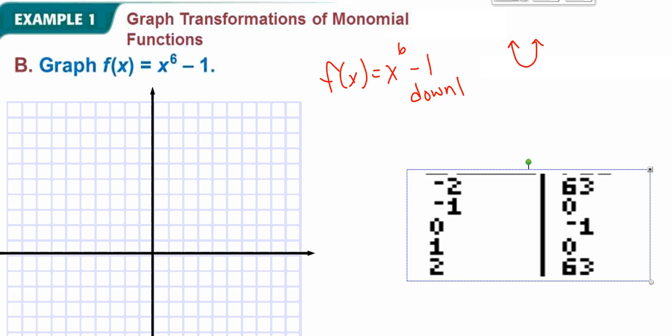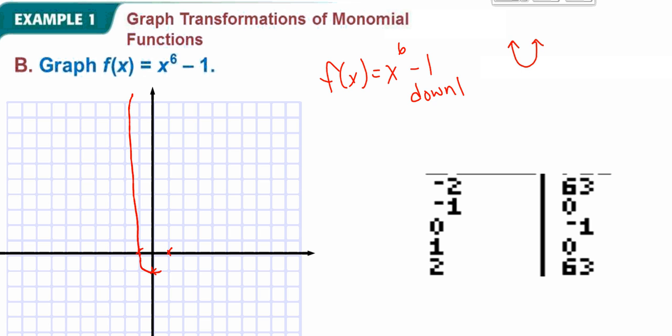So at -2, I'm at 63. That's way too high for me to go. At -1, I'm at 0. At 0, I'm at -1. And at 1, I'm back to 0. And then at 2, I'm at 63. And again, it comes down, is very flat looking, and then goes very steeply increasing there. I have to say, I feel like that was my best one for that.